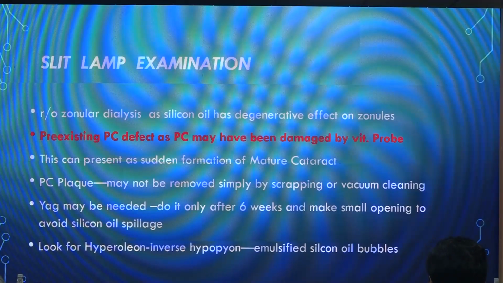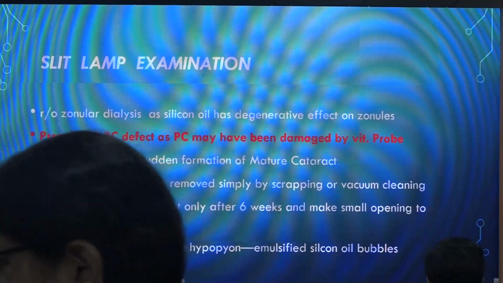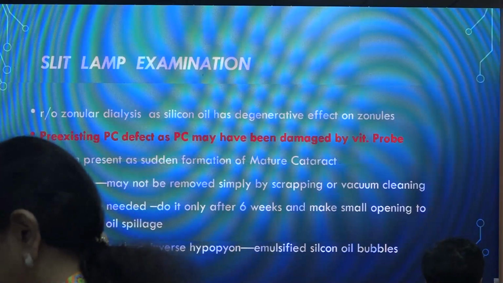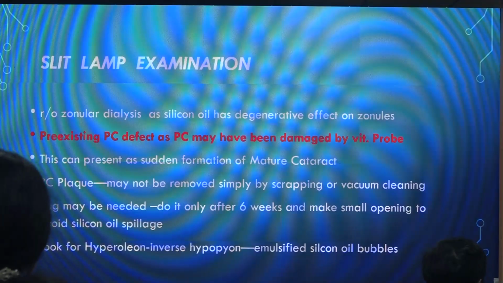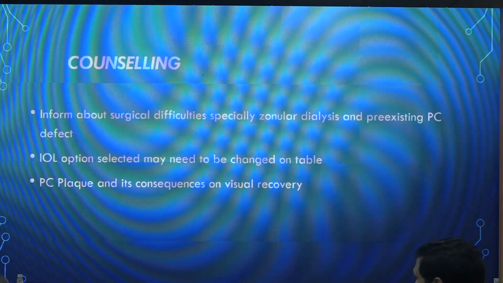Then slit lamp examination: rule out zonular dialysis, as silicone oil has degenerative effects on the zonules. There can be a pre-existing posterior capsular defect, as the PC may have been damaged by the vitrectomy probe accidentally. This can present as sudden formation of mature cataract. If there is a sudden formation of mature cataract after VR surgery, we have to keep this in mind. Then PC plaque: this may not be removable simply by scraping or vacuum cleaning during surgery. So YAG laser may be needed, but do it only after 6 weeks and make a small opening to avoid silicone oil spillage.